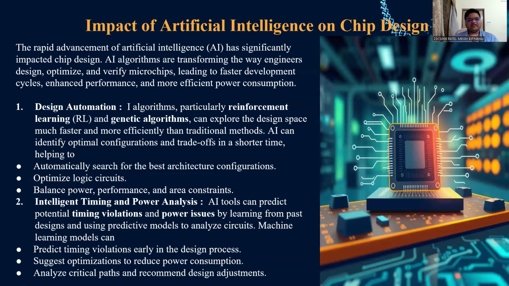There is also an advantage in timing and power analysis. AI tools can predict potential timing violations and power issues by learning from past models and designs and using predictive models to analyze circuits. Machine learning models used for this process can predict timing violations very early in the design process so that we can solve them early on. They can suggest optimizations to reduce power consumption. They also analyze critical paths and then recommend design adjustments for a smooth flow.